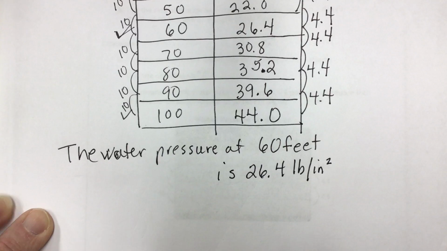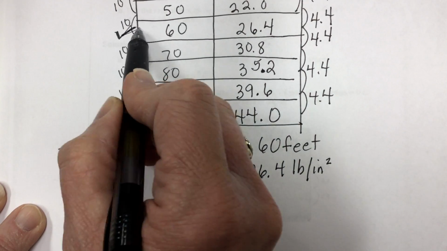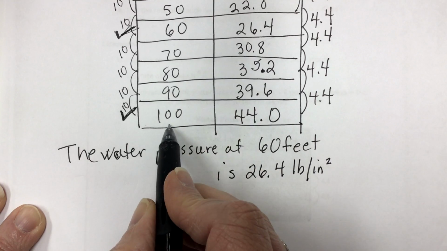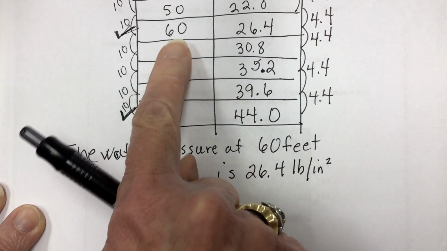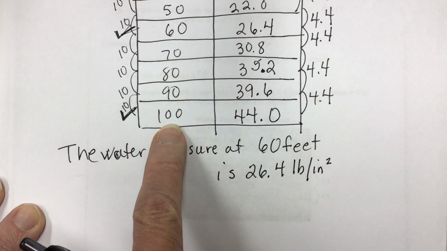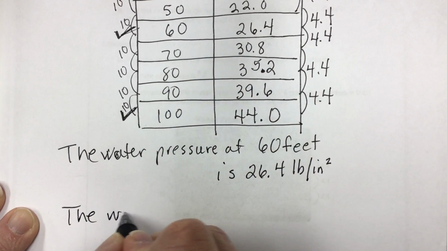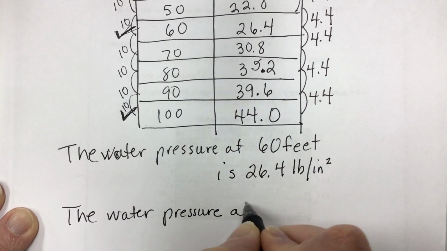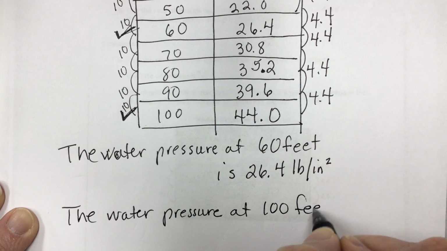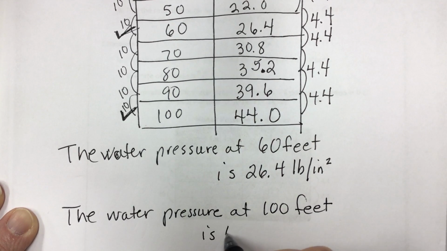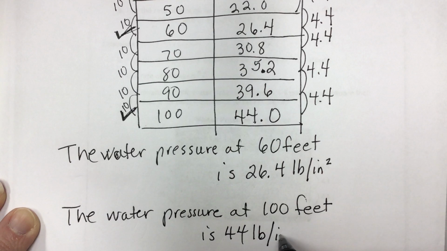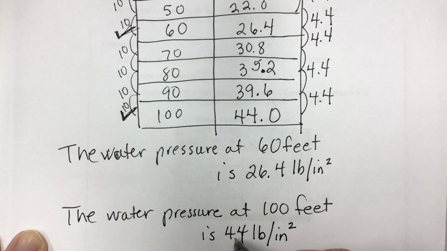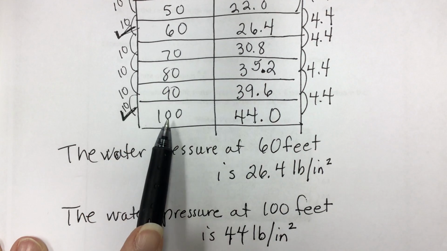Okay? All right, so we were asked about 60, and then we were asked about 100. So here we are at the 100. We go to this point. We found 60, it was 26.4. Now we go to 100. So the water pressure at 100 feet is 44 pounds per square inch. So there's your two answers, the one for 60 feet and 100 feet.